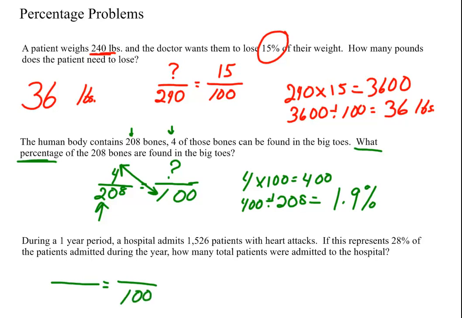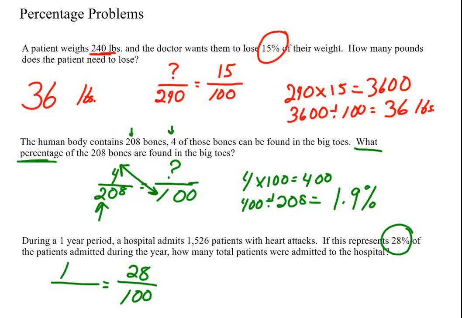Write my equation first. During a 1-year period, a hospital admits 1,526 patients with heart attacks. If this represents 28% of the patients admitted during the year, how many total patients were admitted to the hospital? So we've got our 28%, and then we're back figuring out whether 1,526 patients is the part or the whole. So if we try to reword this into an "is" or "of" problem, we would be asking ourselves, 1,526 patients is 28% of what number?